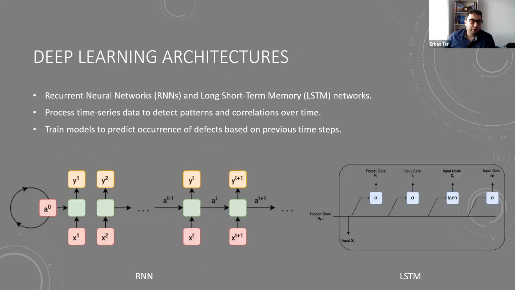Here you can see the deep learning architectures we have used in the study. On the left figure, you can see the RNN, recurrent neural networks, and on the right, you can see LSTM, long short-term memory. The analysis of the time series data from the extrusion process required the use of a different deep learning architecture. Recurrent neural networks and long short-term memory networks were chosen for this purpose due to their ability to process and learn from temporal sequences.